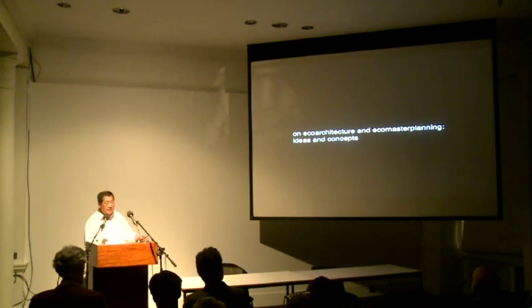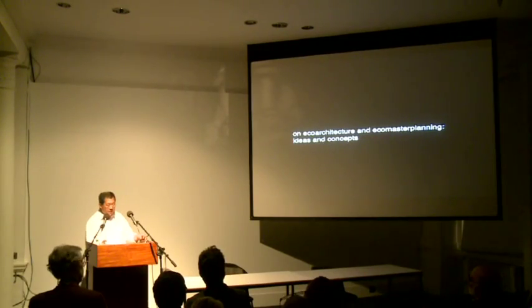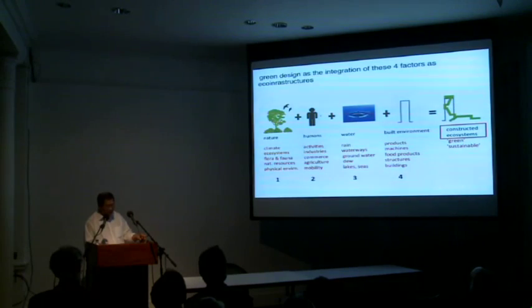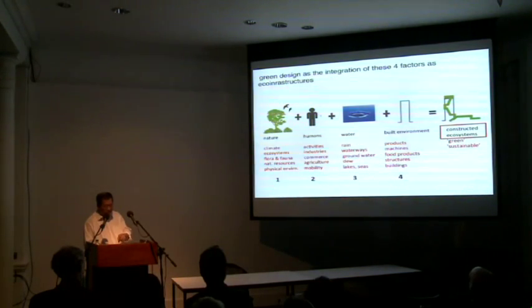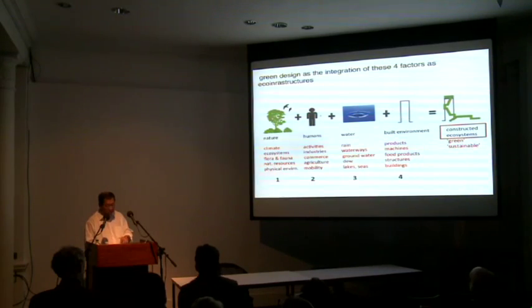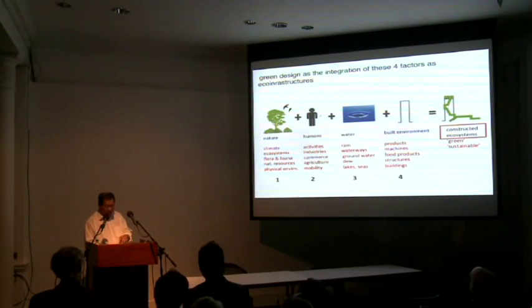And so this is what I started with. I mentioned the idea of eco-architecture and eco-master planning, ideas and concepts. And I want to leave four images in your mind: that green design is the integration of these four aspects: nature, human beings and our activities, water and water management, and our built environment, everything we can get as a whole. And to seek to achieve this objective, what I call constructed ecosystems, designing buildings as living systems rather than as dead, inorganic, physical systems.